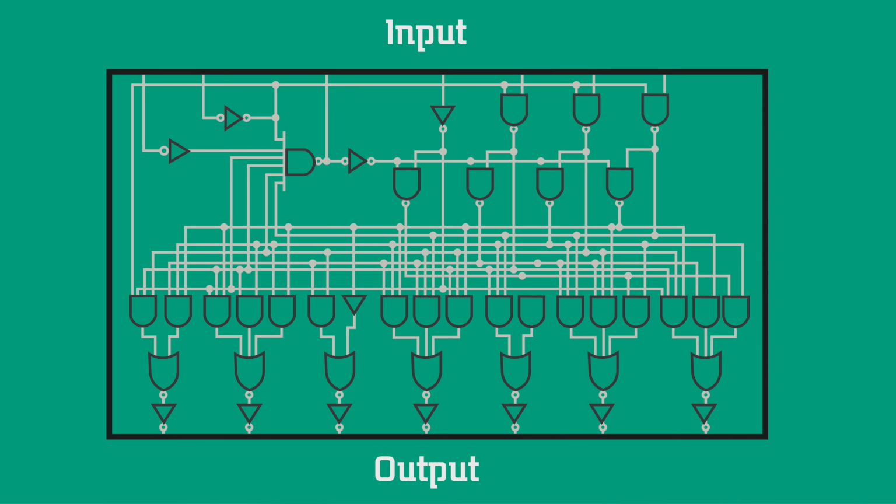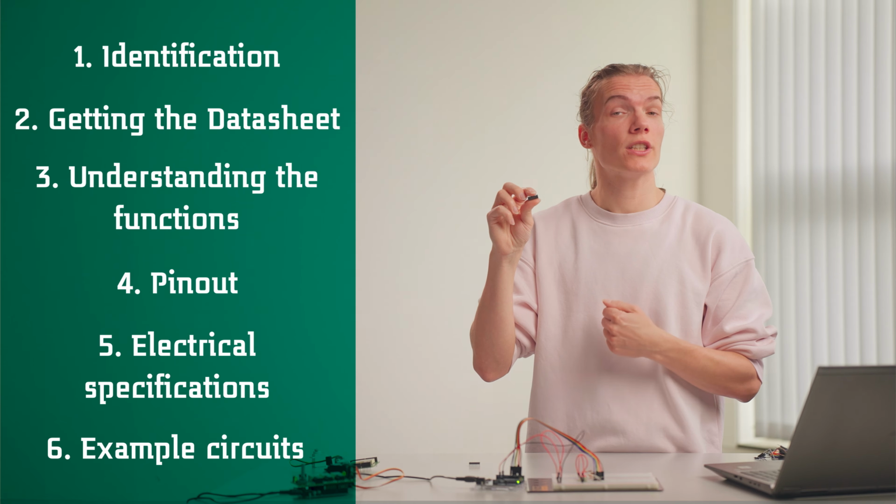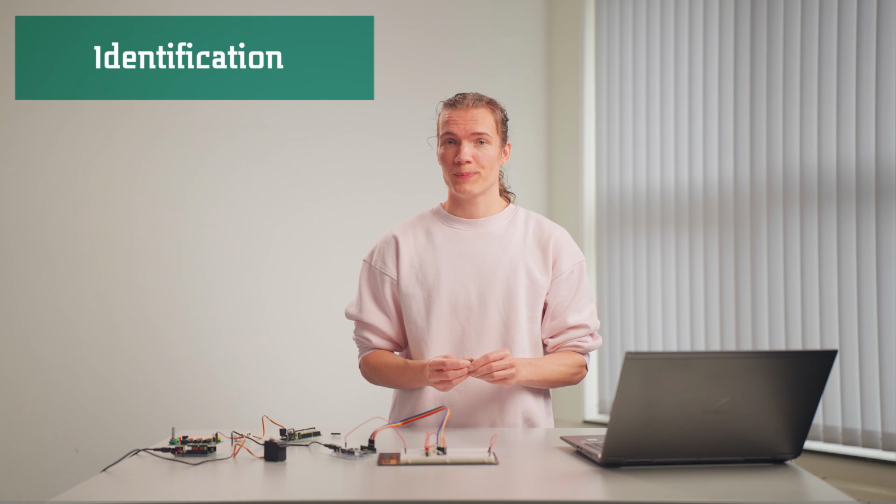First of all, what is a BCD decoder? A BCD decoder is an IC, which implies that inside this little BCD decoder is actually an entire circuit. To better understand any IC you encounter, you could follow these 6 steps, which are explained in more detail in another video. We start with identifying the IC.